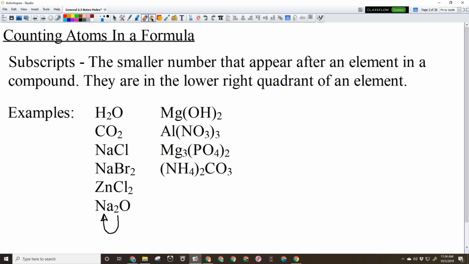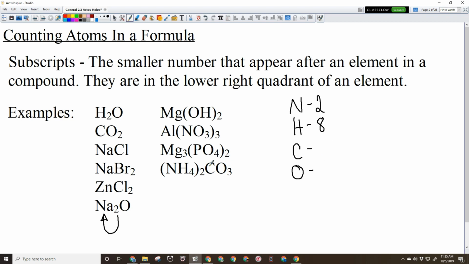And for our last one, sometimes the parentheses are on the first group, the first polyatomic ion. So here we have (NH4)2CO3. So let's see, we have N, H, C, and O. Those are the elements that are in this compound. So how many nitrogens do we have? Look closely. We have 2. Okay. How many hydrogens? 8. Very good.